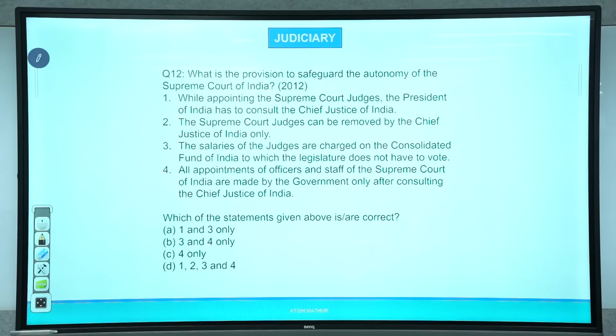Fourth: all appointments of officers and staff of the Supreme Court are made by the government, but only after consulting the Chief Justice of India. Does this seem right?